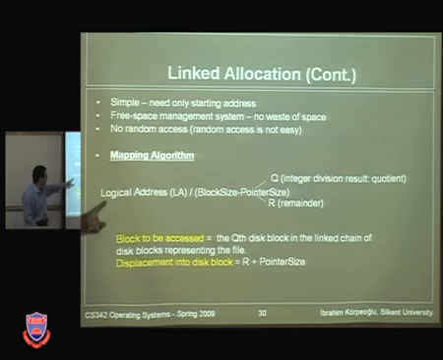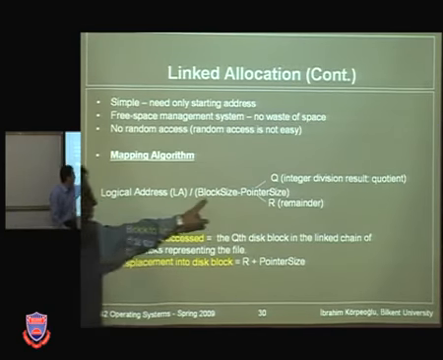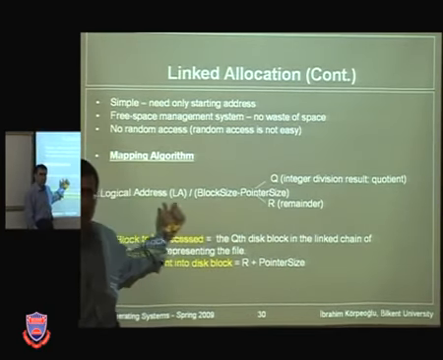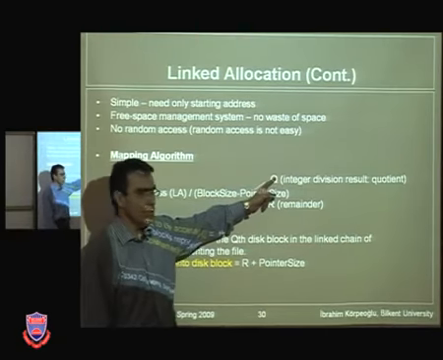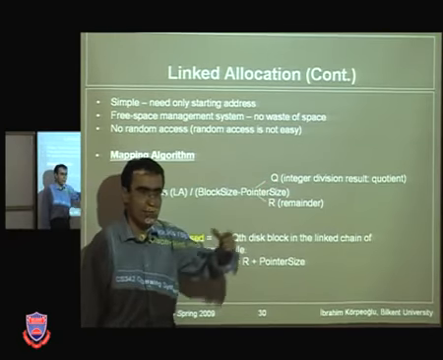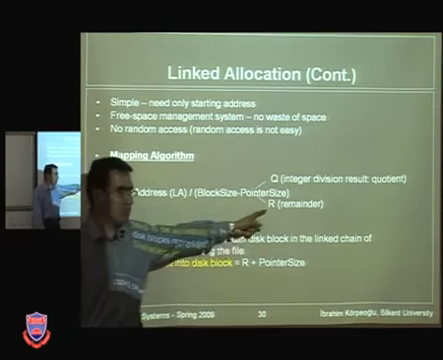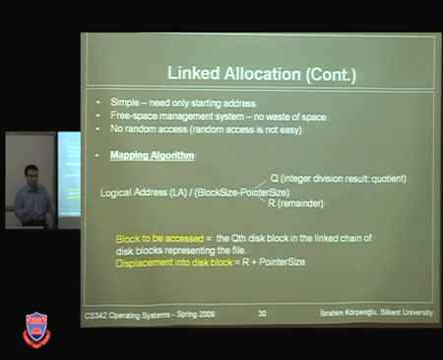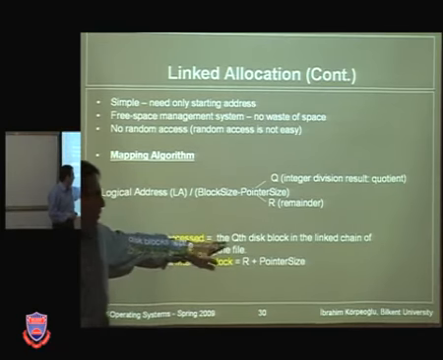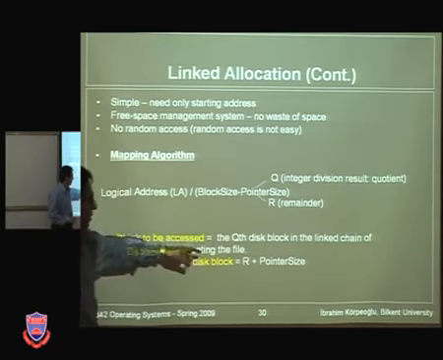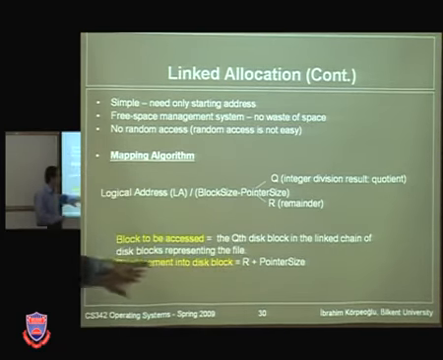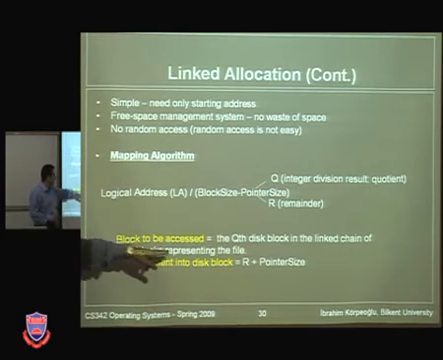If I divide the logical address, or offset, by the data size in a block, which is block size minus pointer size, then the result is the relative block number. The quotient, the integer division result, gives me the relative block number, and the remainder gives me the displacement in the data. If the result is Q, then the block to be accessed will be the Qth disk block in the linked chain of disk blocks representing the file.